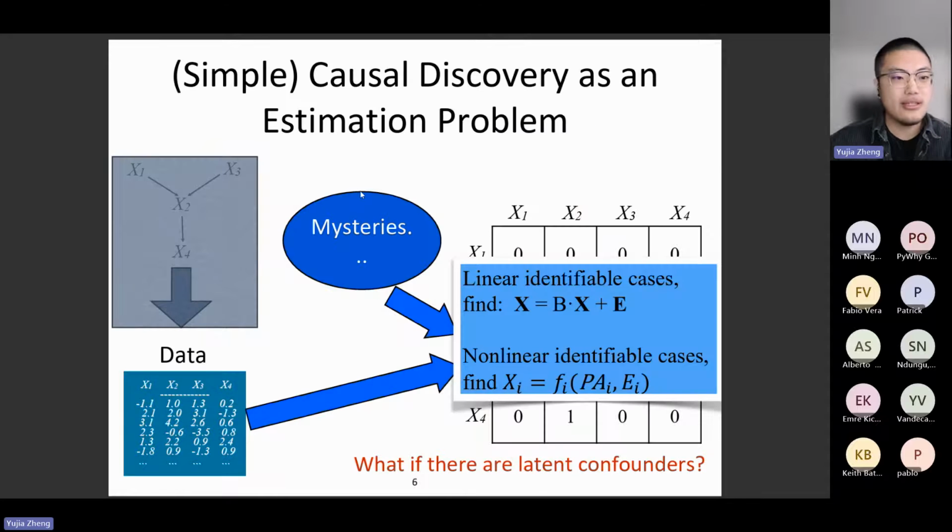We can see causal discovery as an estimation problem. Here we assume that our data, represented in a data frame, is generated according to an underlying ground truth causal graph, like that Y structure. But we cannot observe this underlying ground truth structure, and we want to recover it based only on the data. In the linear case, it's a linear structural equation model, and in the nonlinear case, it's a nonlinear version. There may also be some latent confounders we need to deal with. The whole problem is an estimation problem, where we discover everything from only observational data.